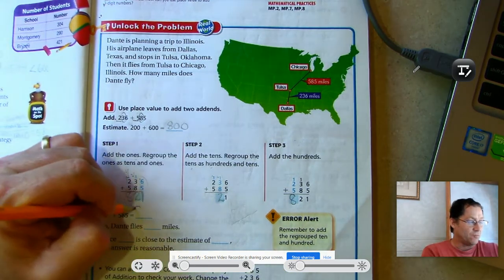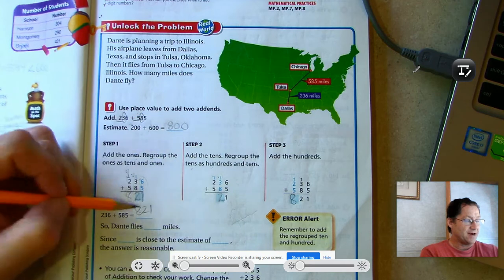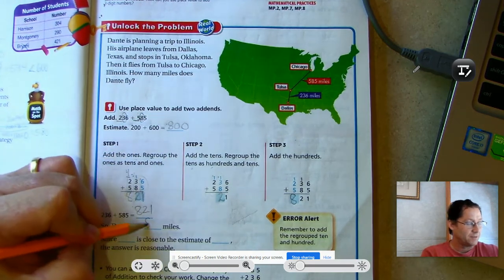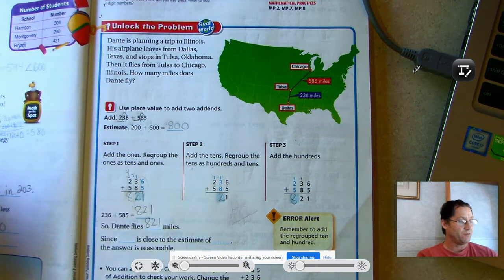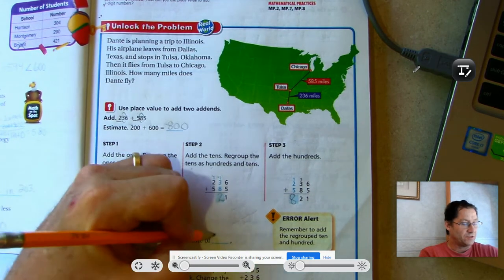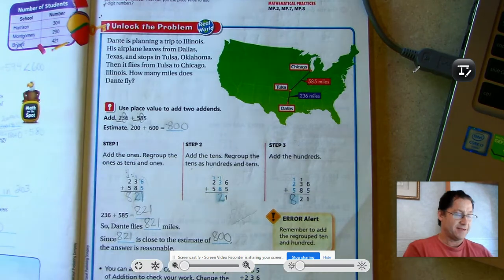So 821. Is 821 close to our estimate? Yes, so our answer is reasonable. So he flew 821 miles, and since 821 is close to the estimate of 800, the answer is reasonable.